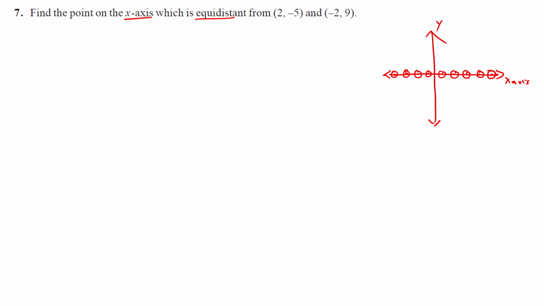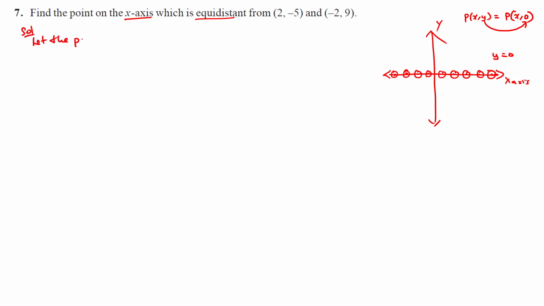But what is a known thing? If any point lies on the x-axis, definitely its y coordinate is 0. So we can write the point P(x, y) as P(x, 0), because the y coordinate is 0 for any point lying on the x-axis. So we need to write the solution.